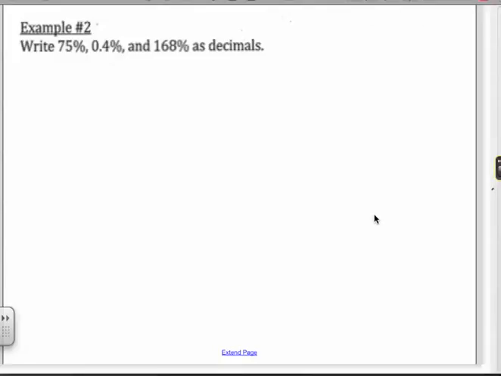Here we go. Example number 2, it says write 75%, 0.4%, and 168% as decimals. So now we're going from percents back to decimals. Let's look at this first one. This first one is 75%.